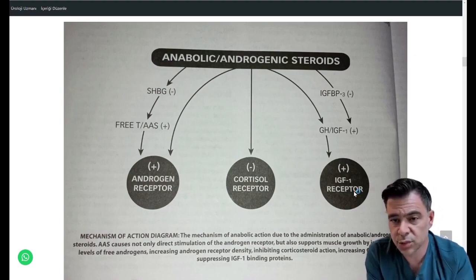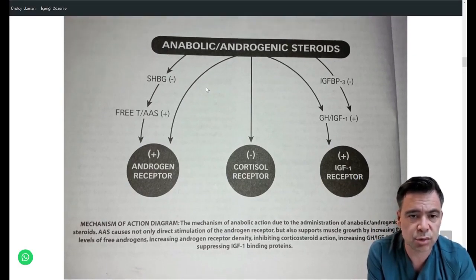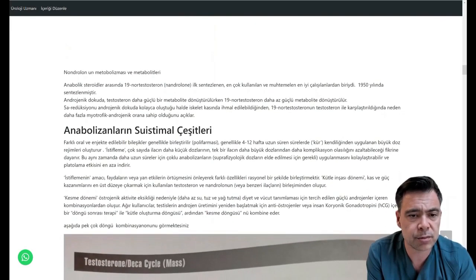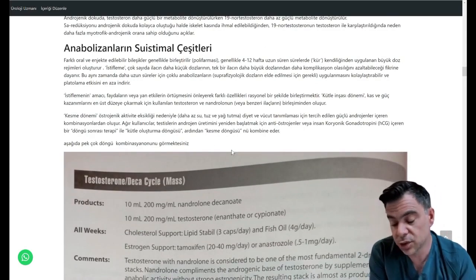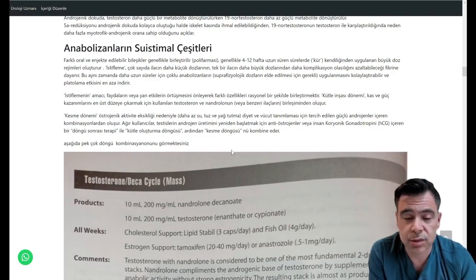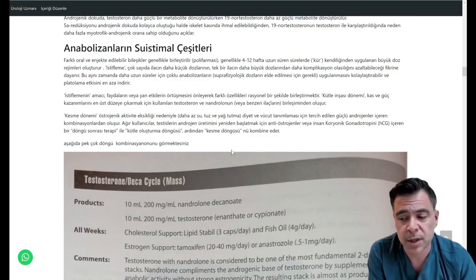How do anabolic steroids work? They bind to androgen receptors in the muscle and cause muscle formation. They also have a negative effect on cortisol receptors and work in the body by positively affecting IGF-1 receptors. Almost all of them lower sex hormone binding globulin. Apart from that, there are other forms of anabolic steroid abuse.